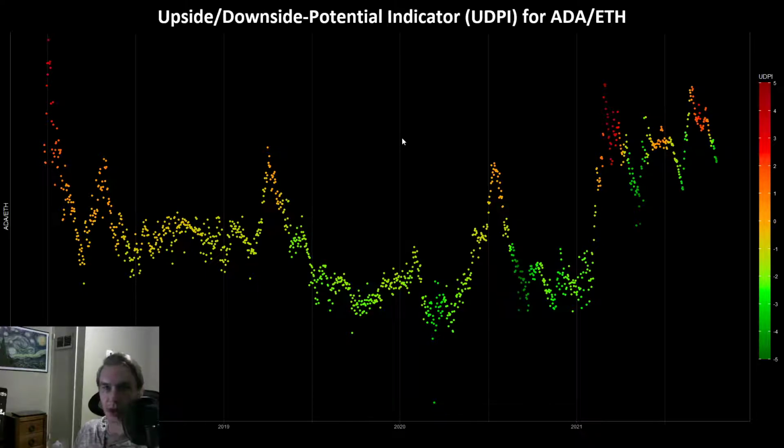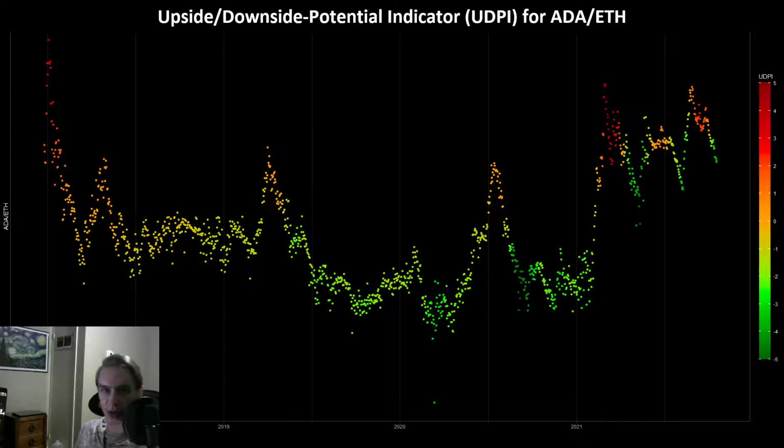Now, another cool thing that we can do with this model is that instead of comparing the price of ADA, or the value of ADA, to the US dollar, we can actually look at its valuation versus something like Ethereum, which is the main layer 1, the prominent layer 1 that people might be investing in.